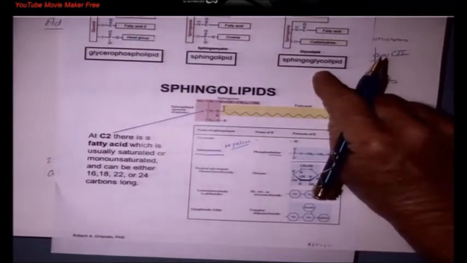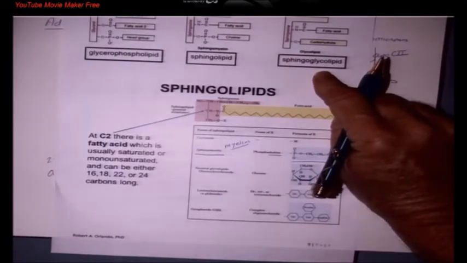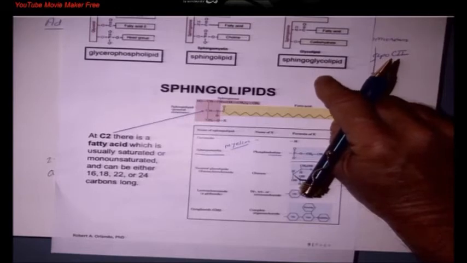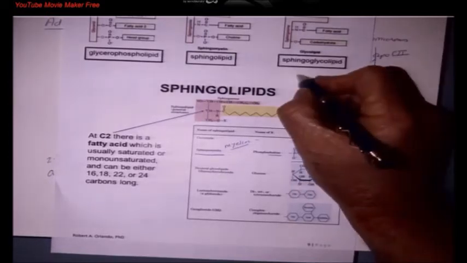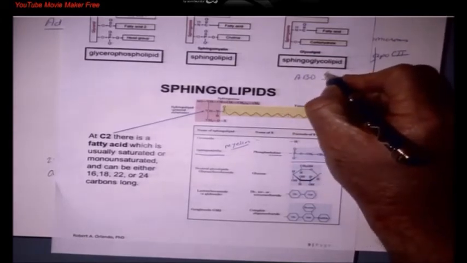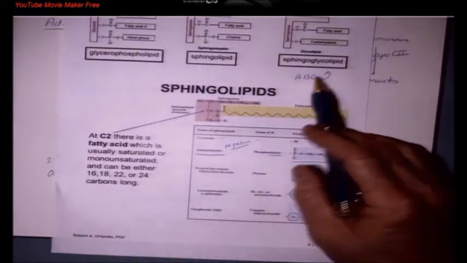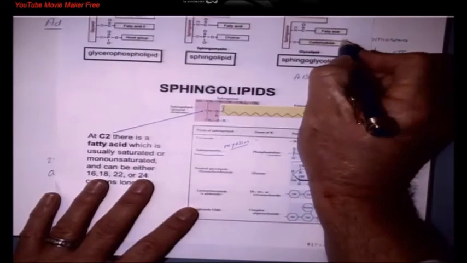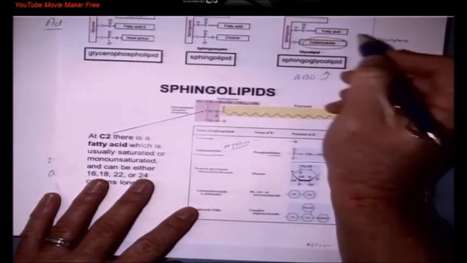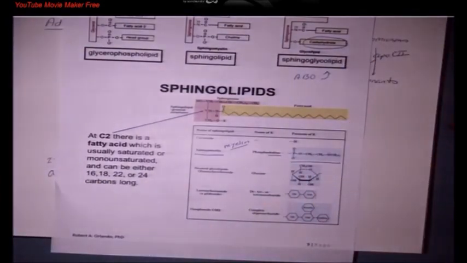What's a common sphingoglycolipid? They're an antigen you use in blood typing. The blood groups, ABOs, that is a sphingoglycolipid. So when you're blood typing, looking for the ABO on an individual, what you're looking for is the pattern of this particular carbohydrate on a sphingoglycolipid.